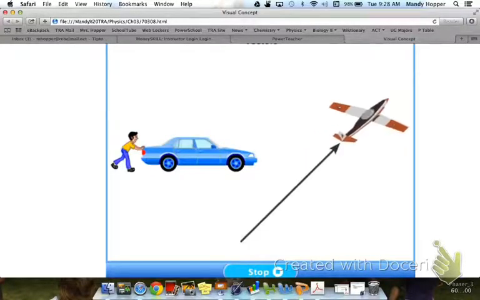Often, vector quantities are represented with an arrow. The length of the arrow represents the magnitude of the vector quantity. The direction of the arrow represents the direction of the vector quantity.